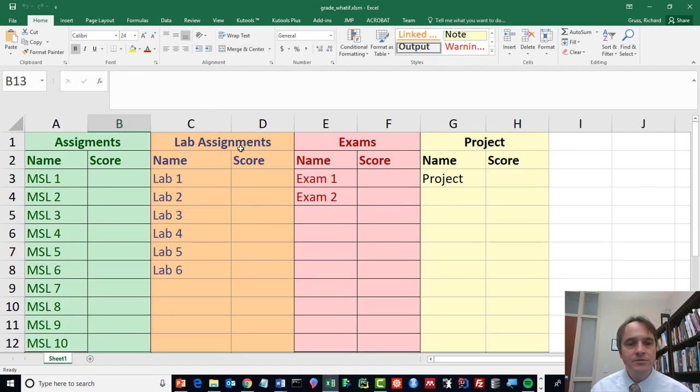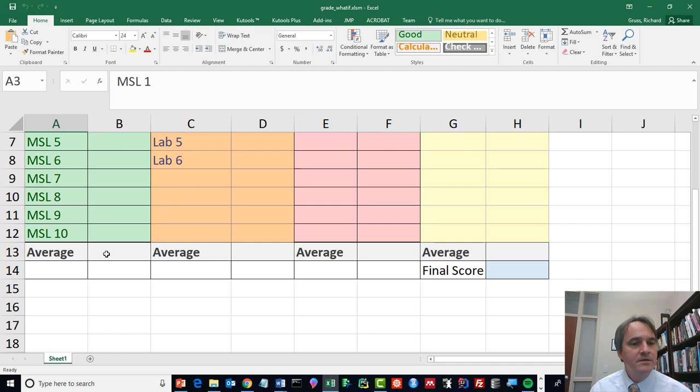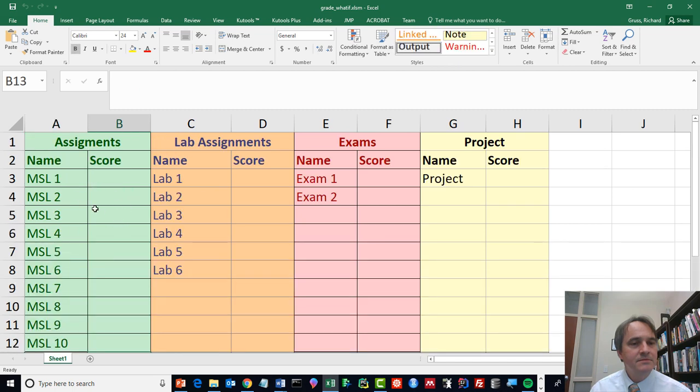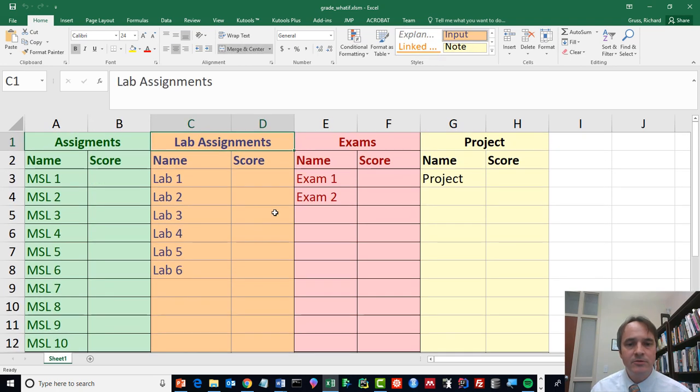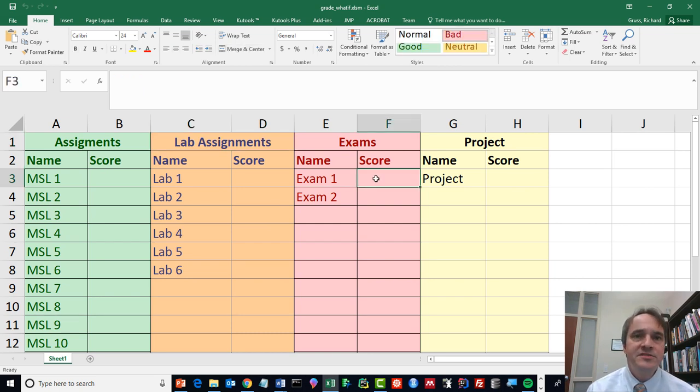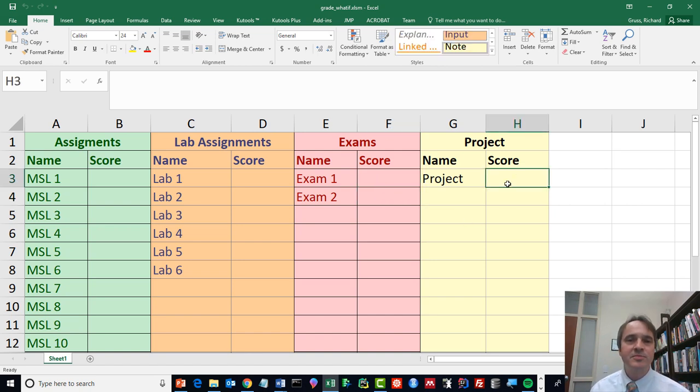So these are your MSL assignments, right? So those are worth 100 points for that section. You have your lab assignments over here. So remember that whole section is worth 100 points. And you've got your exams. Now remember, this section is actually worth 200 points because each of these exams is worth 100 points. And then finally, there's the project.